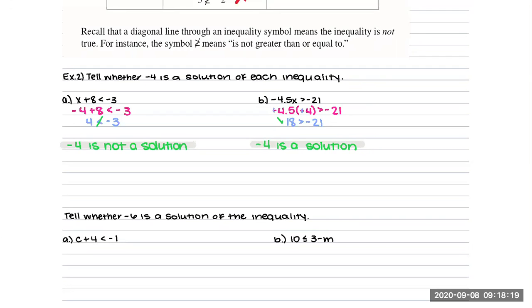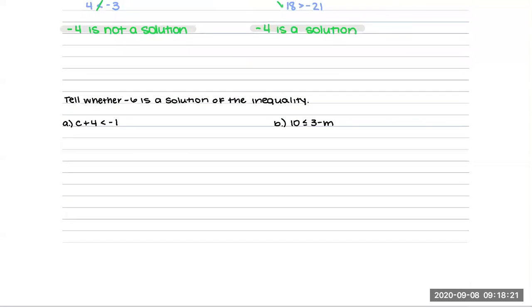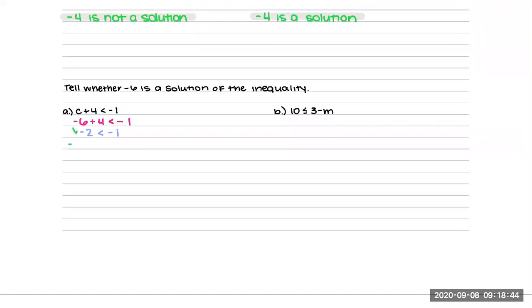For the next set of examples, we are telling if -6 is a solution of the inequality. So for A, we're given c plus 4 is less than -1. So -6 plus 4 is less than -1. -6 plus 4 is -2, and -2 is less than -1. So this is a true statement. The -6 is a solution.